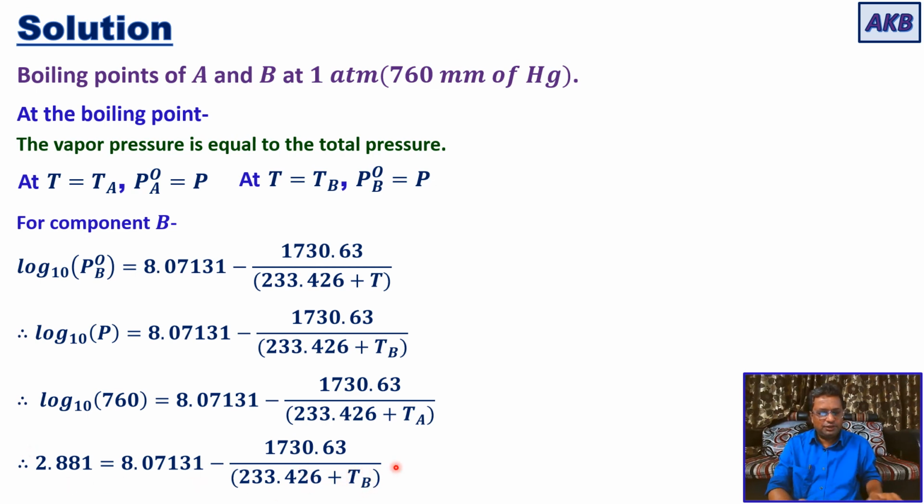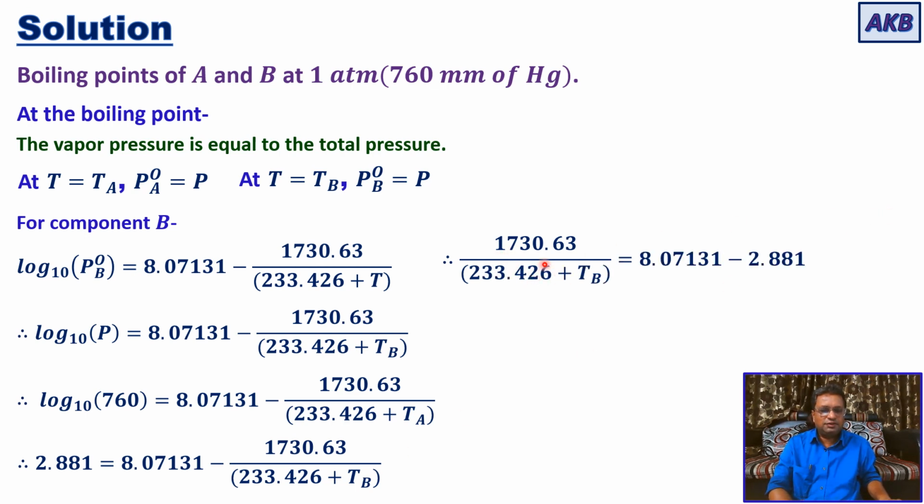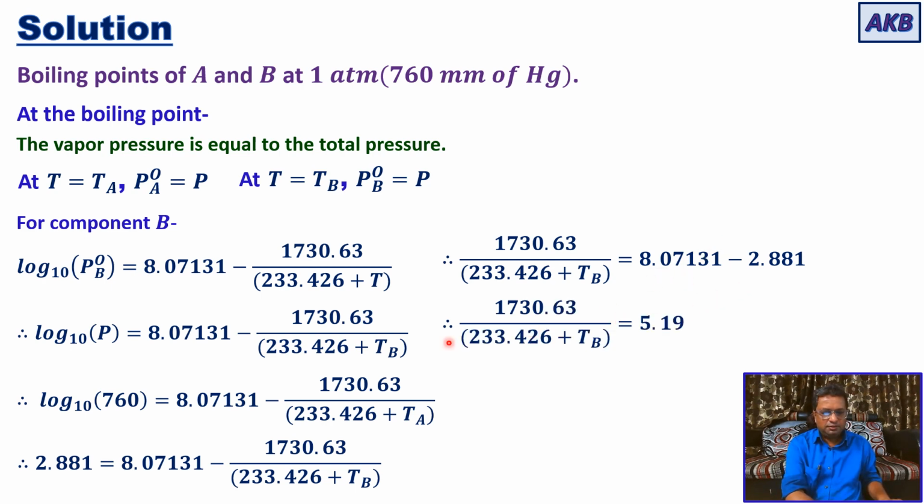And now we are going to get Tb. In the next step, after rearranging the equation, you have 1730.63 divided by 233.426 plus Tb is equal to 8.07131 minus 2.881. In the next step, you get the difference. So this is 1730.63 divided by 233.426 plus Tb, that is equal to 5.19, which further gives 1730.63 divided by 5.19 is equal to 233.426 plus Tb.